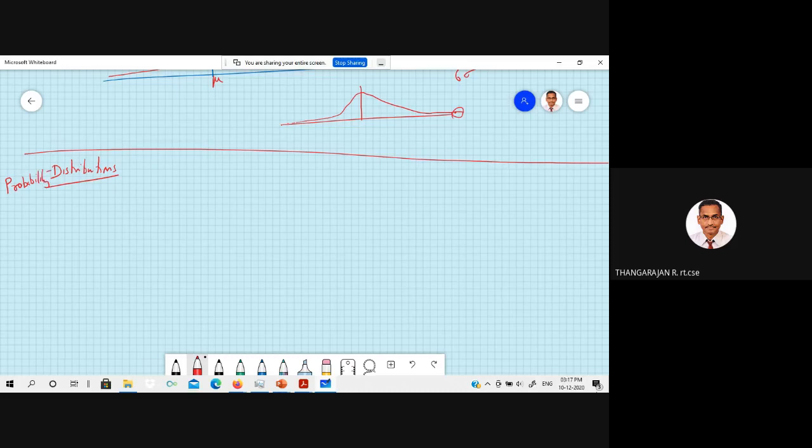Probability distribution. So how these probabilities, these random numbers, are going to be distributed. Because when I say probability, I mean random numbers. Now here I'll give you some real life scenarios.